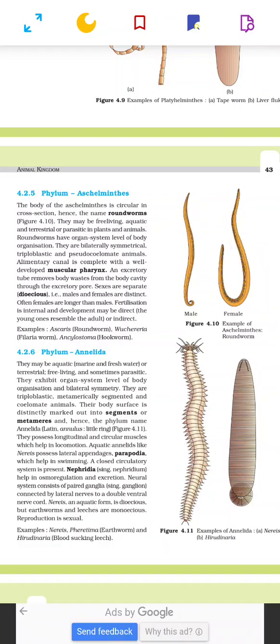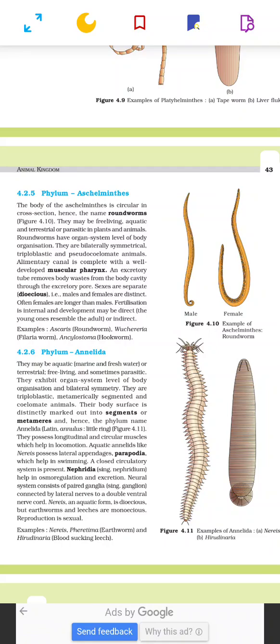They may be aquatic, marine and freshwater, or terrestrial, free living, and sometimes parasitic. They exhibit organ system level of body organization and bilateral symmetry. They are triploblastic, metamerically segmented, and coelomate animals. Their body surface is distinctly marked out into segments or metamers, and hence the phylum name Annelida, where annulus means ring.